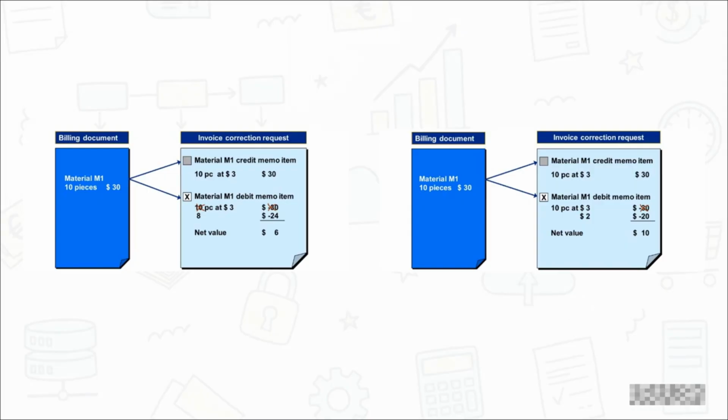And what it does is, for each incorrect item, the system automatically creates 2 new lines. The first one is a credit to completely reverse the original wrong line. The second one is a new debit for the correct quantity or price. You can see it here for a quantity change on the left and a price change on the right. It's a really surgical way to make adjustments without throwing out the whole invoice.